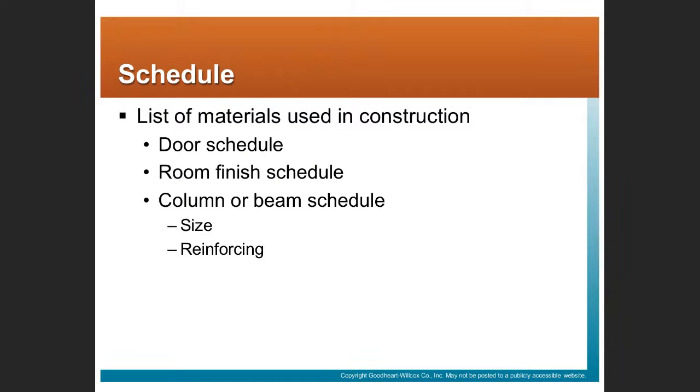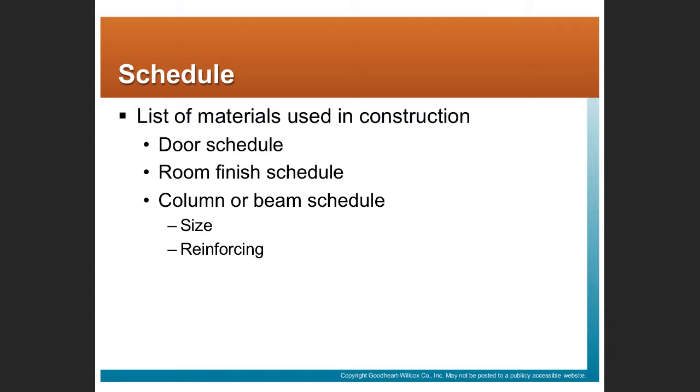Drawings also contain schedules. Schedules would be a list of materials that are used in the construction. So in the architectural drawings, we are likely to find a door schedule or a window schedule or a room finish schedule, where a door schedule is likely going to have a door number. You'll find that door number also on the plan, but the door schedule will give you the dimensions and the type and more details about the door.